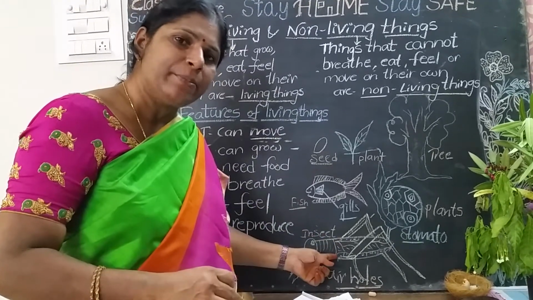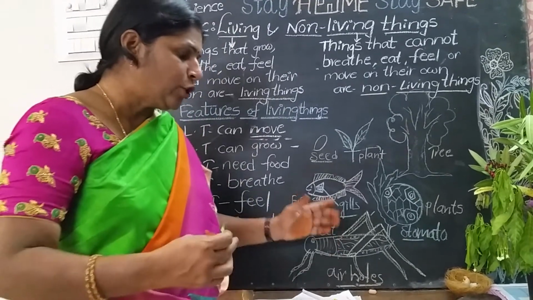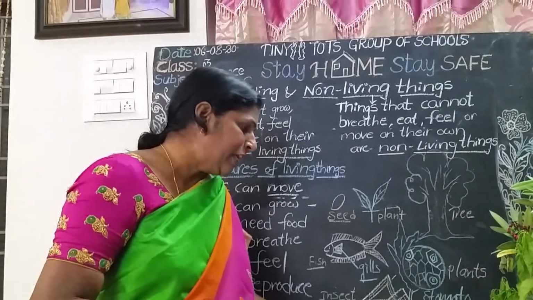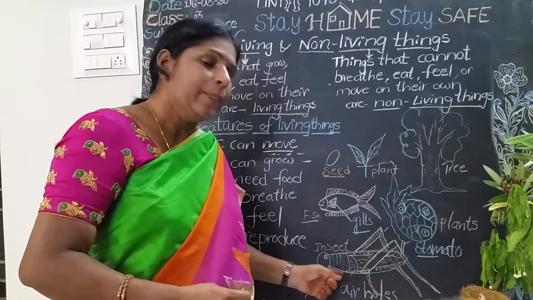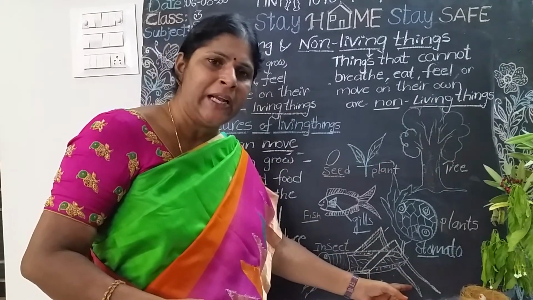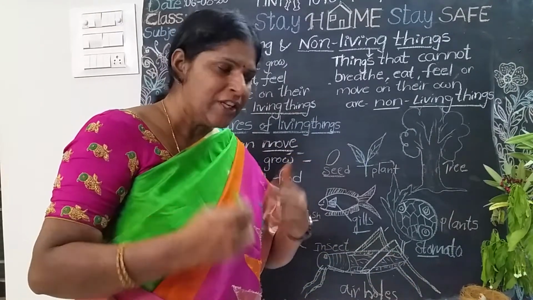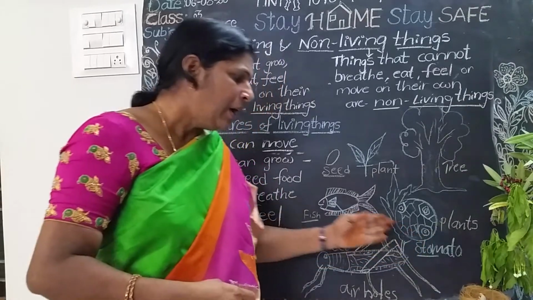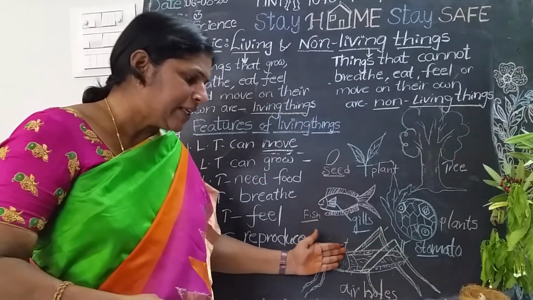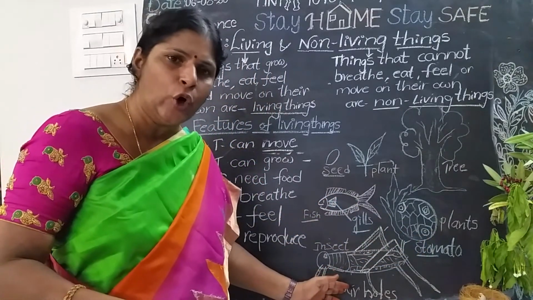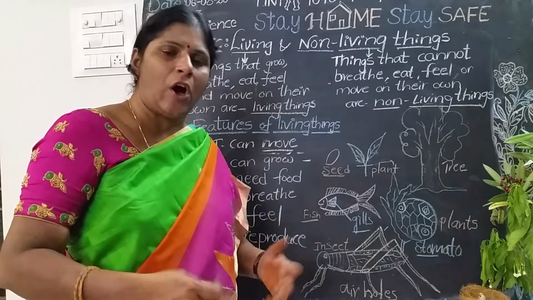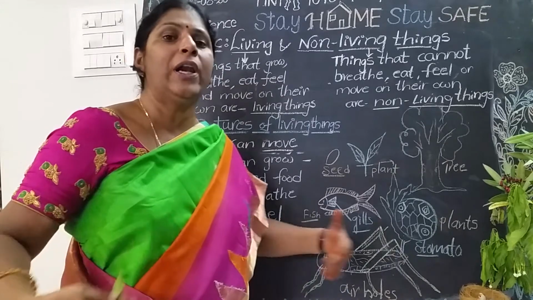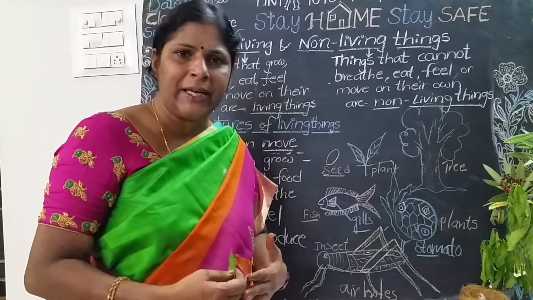How do insects breathe, amma? Insects breathe through air holes, amma. These air holes are present along the sides of their body. They are called spiracles. We breathe through the nose. Plants breathe through stomata. Fishes breathe through gills. Insects breathe through air holes. Okay, children, fishes breathe, prawns breathe, all water animals breathe, all living organisms breathe.